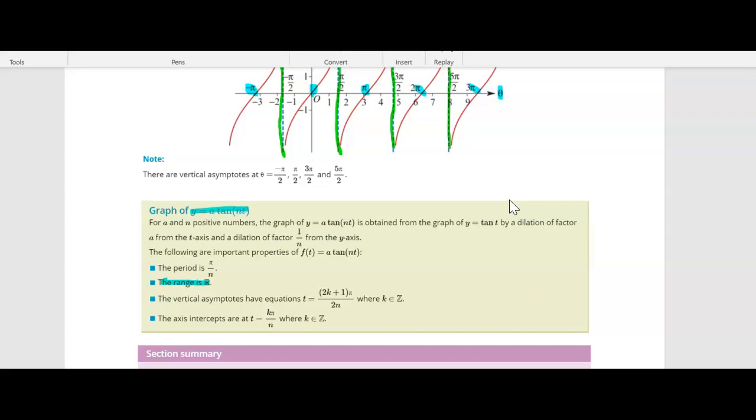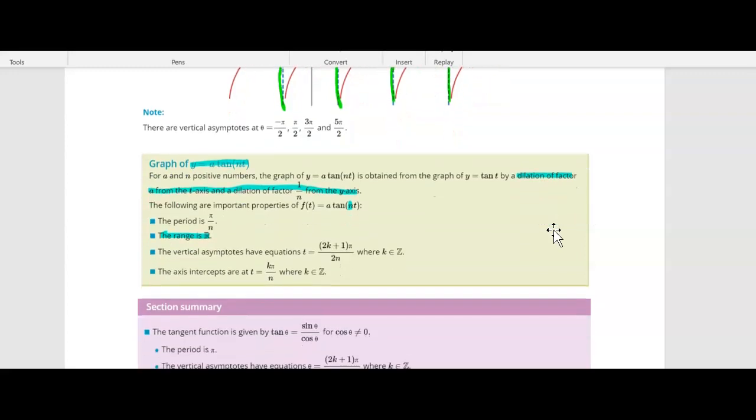Now, N, actually I might just highlight this here. So we've got a dilation factor of A from the t-axis and a dilation factor of 1 on N from the y-axis. All right, so the following are important properties. Okay, so your N value, when we're doing sine and cosine graphs, tells us your period. The period is 2 pi on N, but with tan graphs, it's just pi on N. Okay, so it's not 2 pi on N, it's just pi on N.